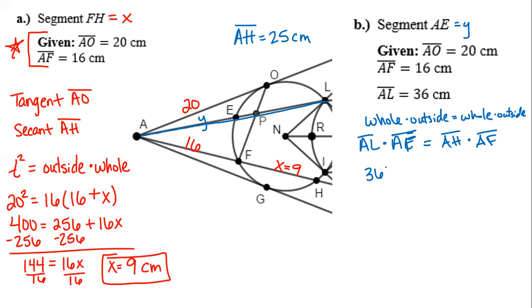So 36 times y has to equal 25 times 16. So 25 times 16 is 400. 36y equals 400, so divided by 36.